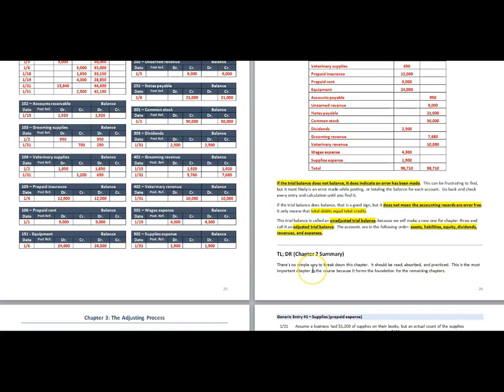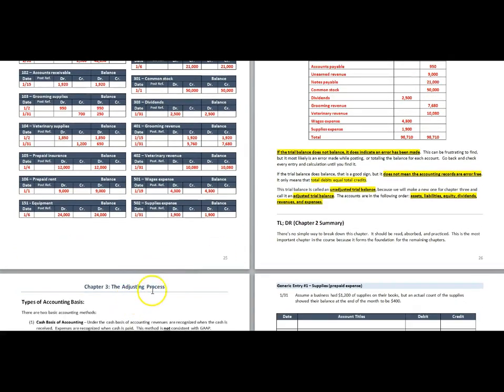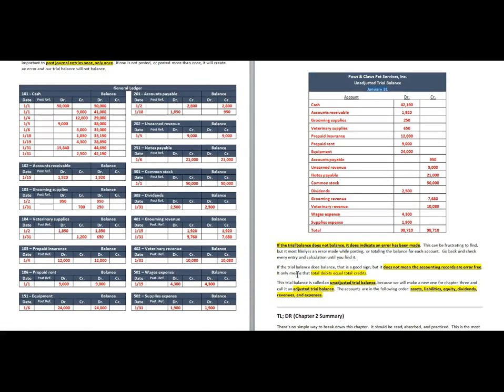That's really it for chapter 2, and next time we'll have chapter 3, the adjusting process, where we'll see adjusting entries and make a new trial balance. So we're going to see basically the same 3 steps, except they're called adjusting entries.